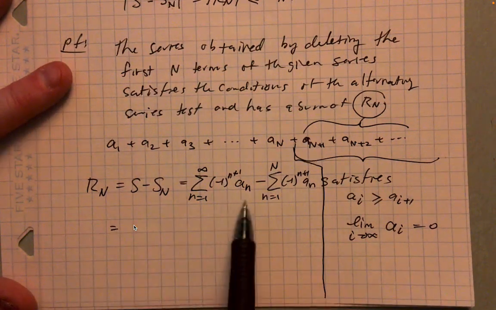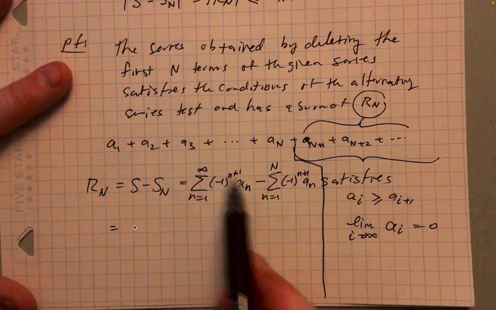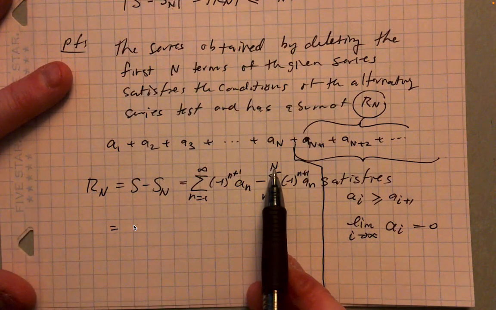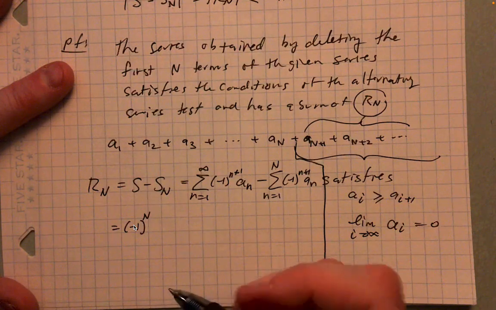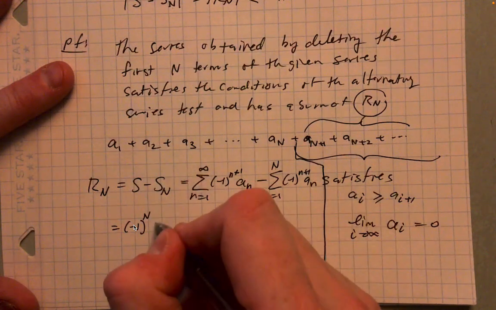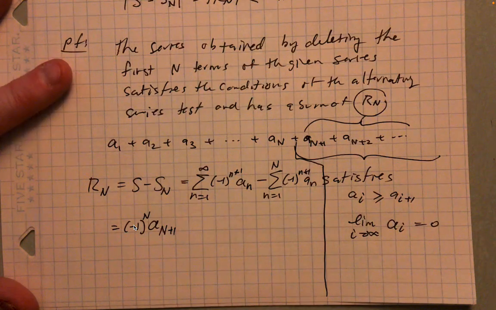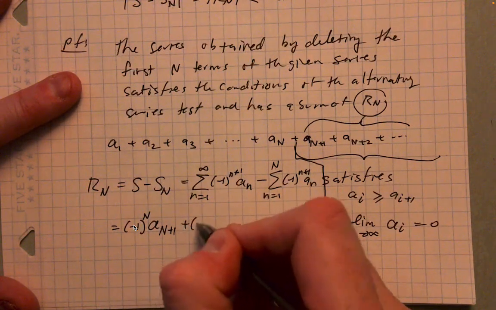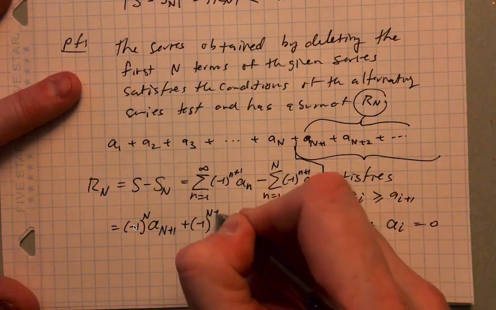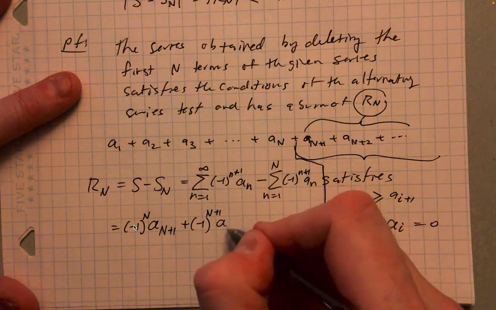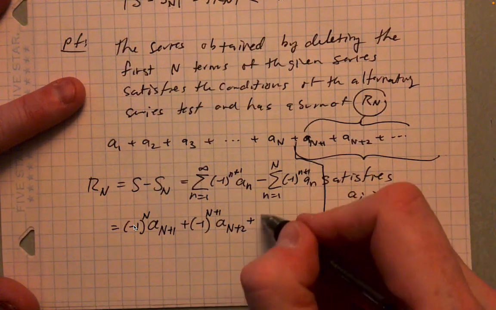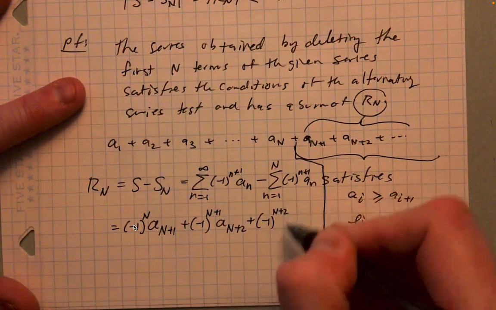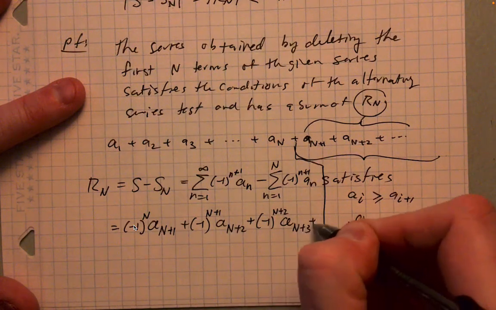So basically we just want the terms that come after n. Let's write what those are. Negative 1 to the nth power times a of sub n plus 1, and then plus negative 1 to the n plus 1 power times a of n plus 2, plus, and then we'll just go one more, negative 1 to the n plus 2 power times a of n plus 3, and so on. It just keeps going.